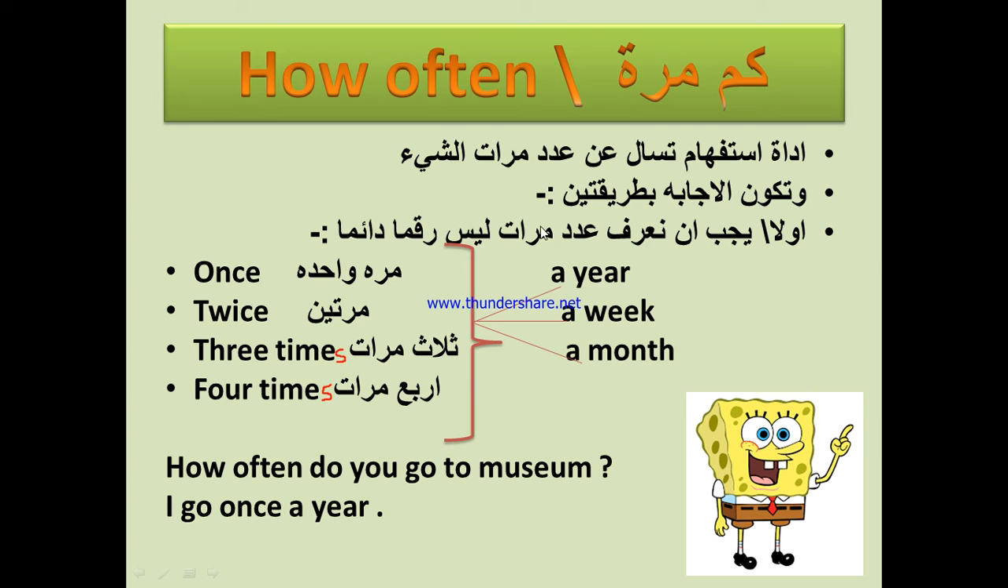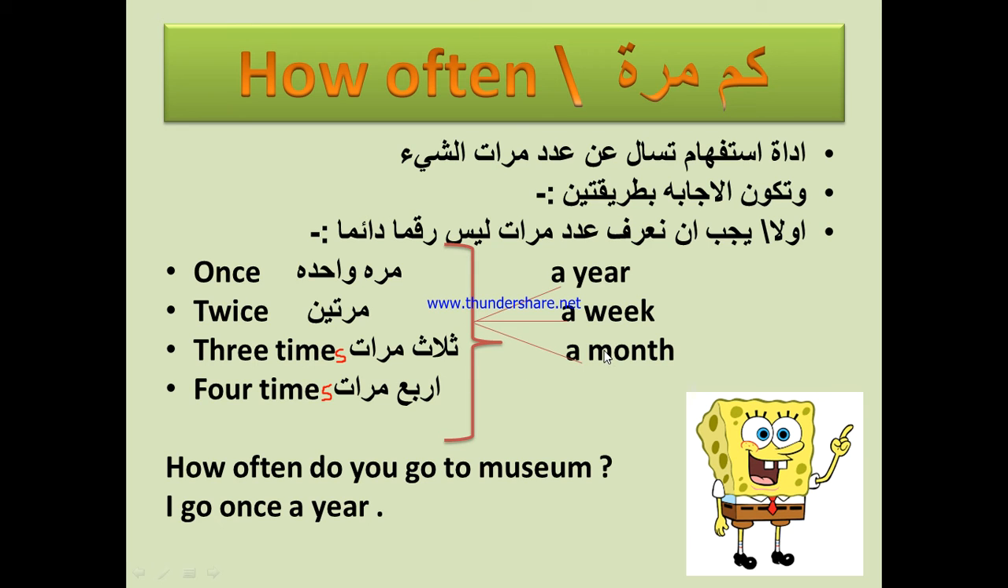أولا يجب أن نعرف عدد مرات الشيء ليس رقما دائما، يعني مو رقم. once a year, once a week, once a month. مرة واحدة في السنة، مرة واحدة في الأسبوع، مرة واحدة في الشهر. twice a year, twice a week, twice a month. 3 times a year, 3 times a week, 3 times a month. 4 times a year, 4 times a week, 4 times a month.